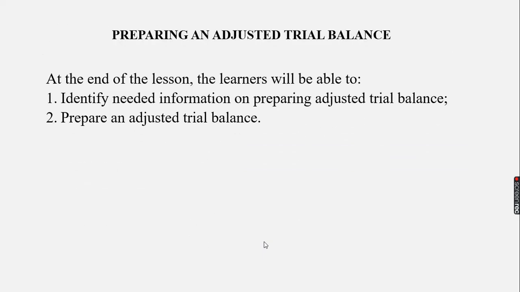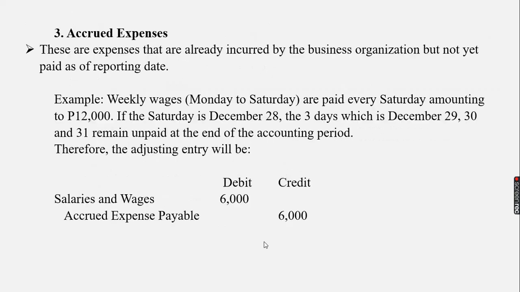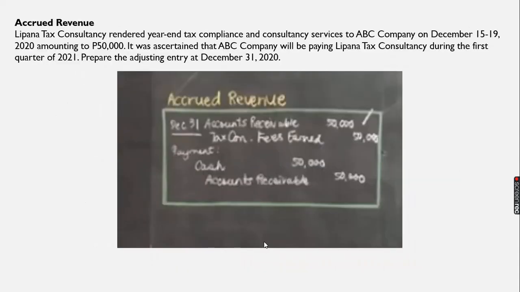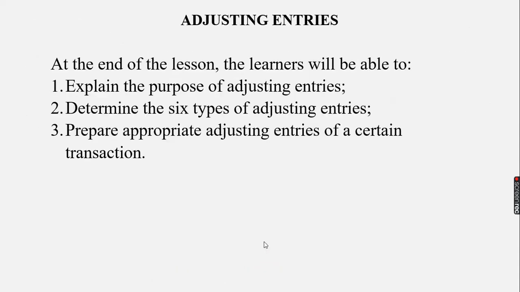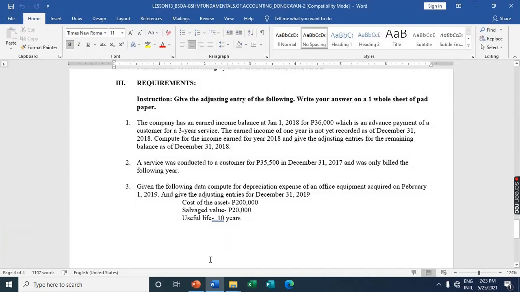Okay? So, we reach again the end of our lesson. Ayan. Sana naintindihan nyo kung paano mag-adjust ng entries natin at the end of the year. Ayan, okay? So, if you have any problem or hindi nyo naintindihan, ayan, mag-message lang kayo sa akin, okay? Now, let's go to your requirements. So, ano ba yung requirements ninyo?